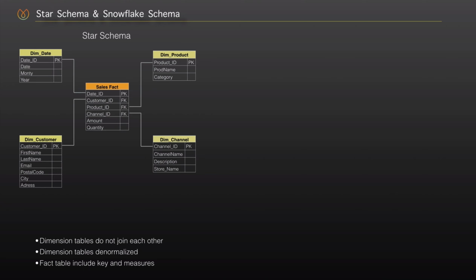So it means the customer dimension table includes both customer specific details as well as the location information, or the channel table is combined from both sales channel and store information. So this information is stored in a single table. And when we consider the fact table, it would contain key fields and the measures.